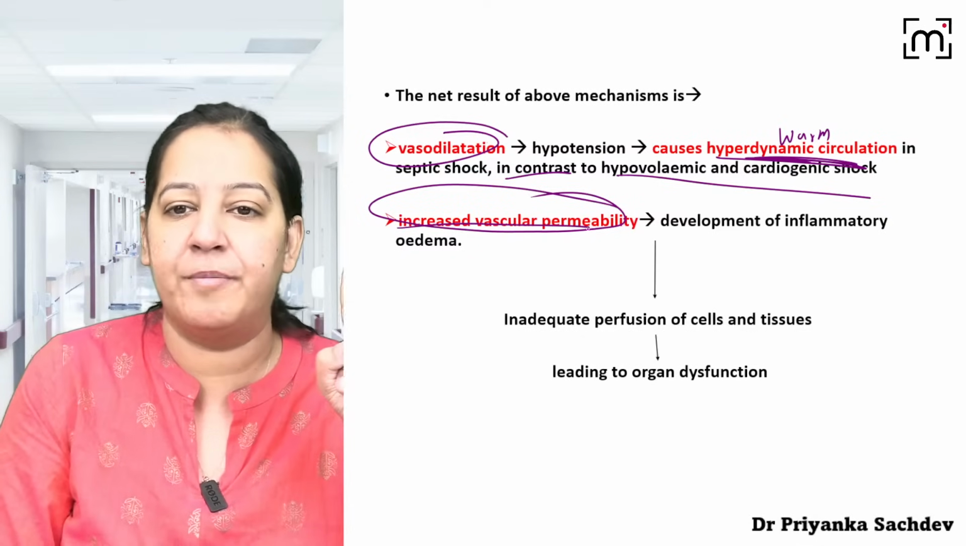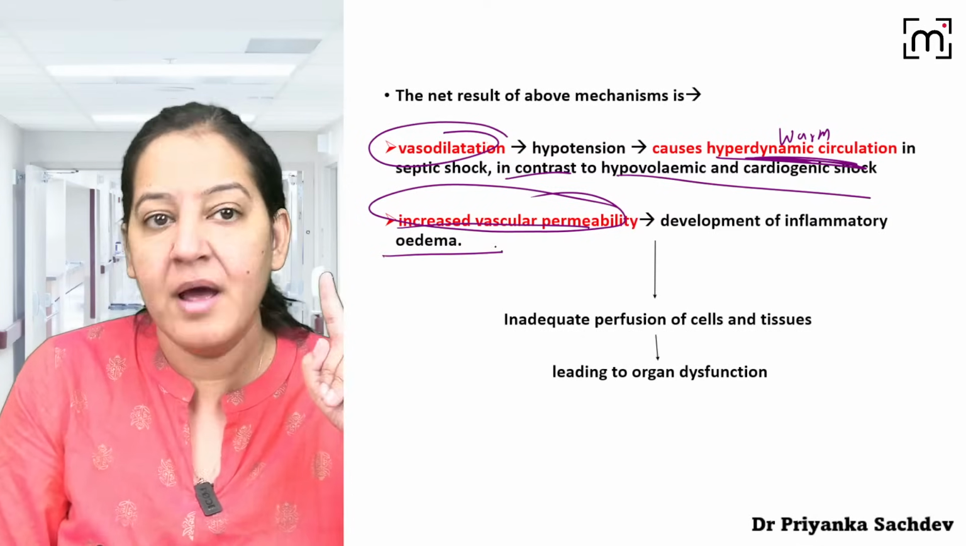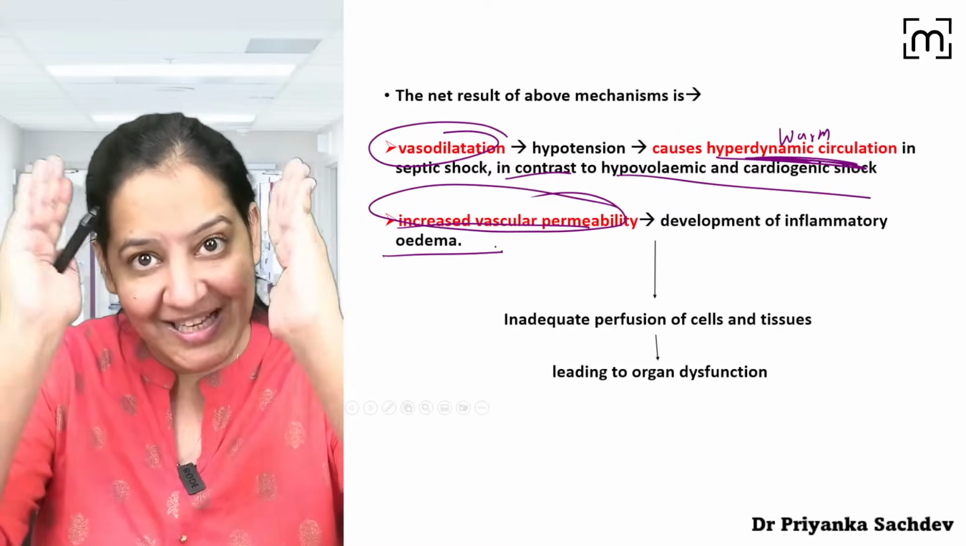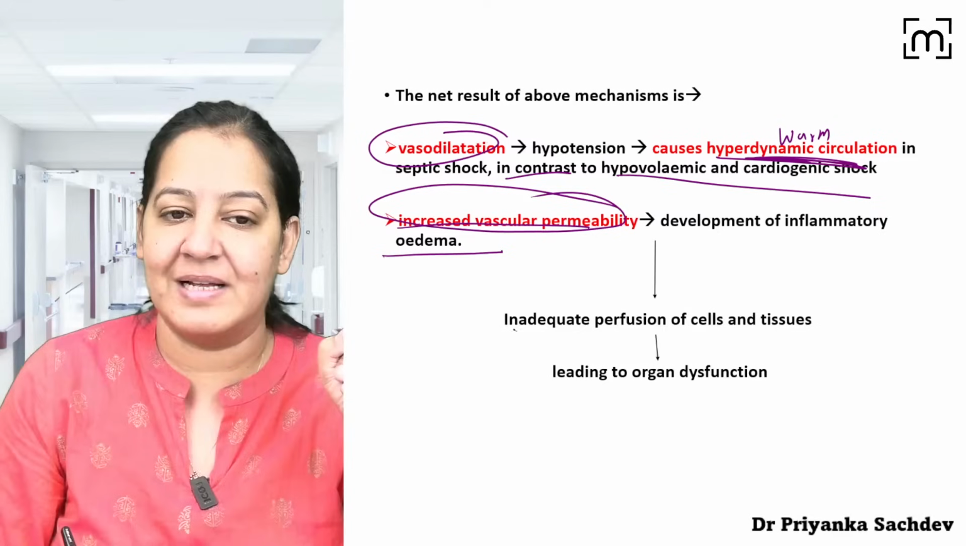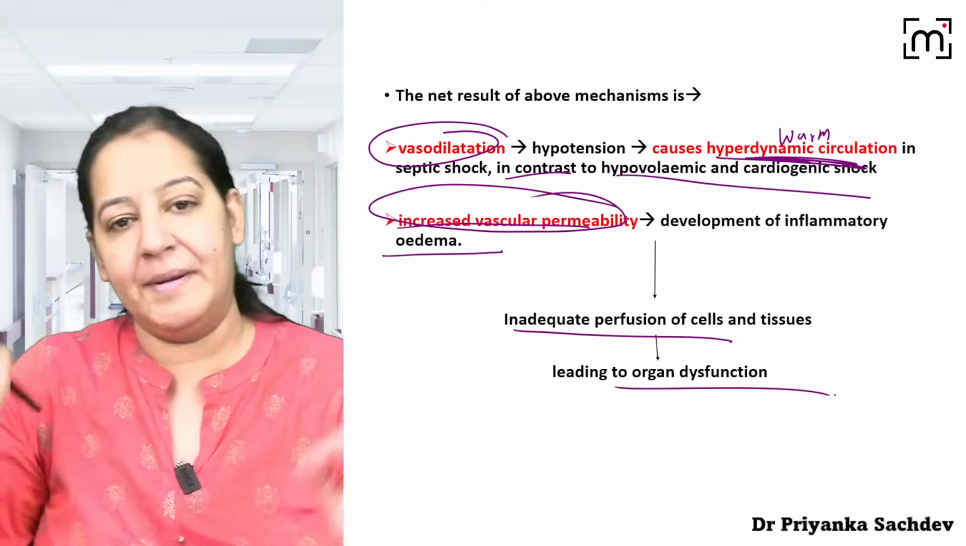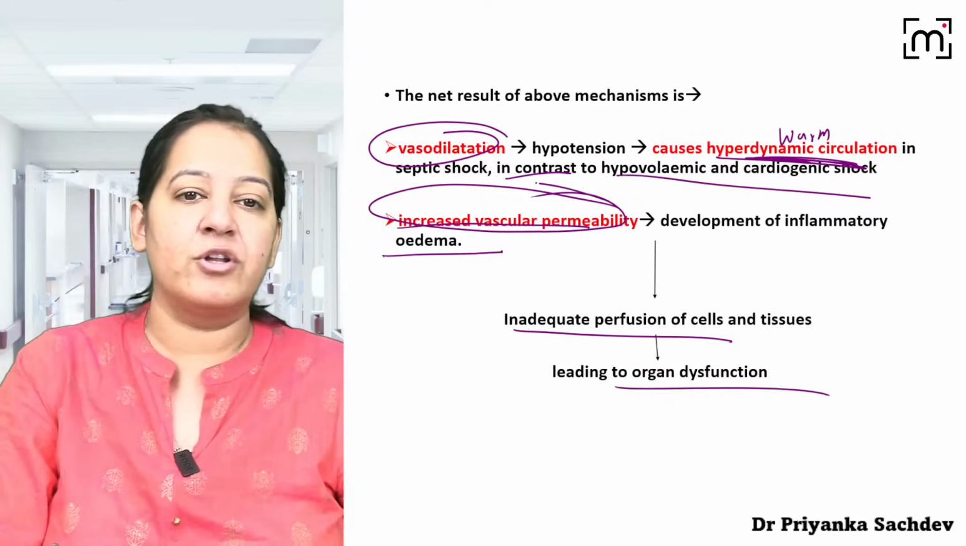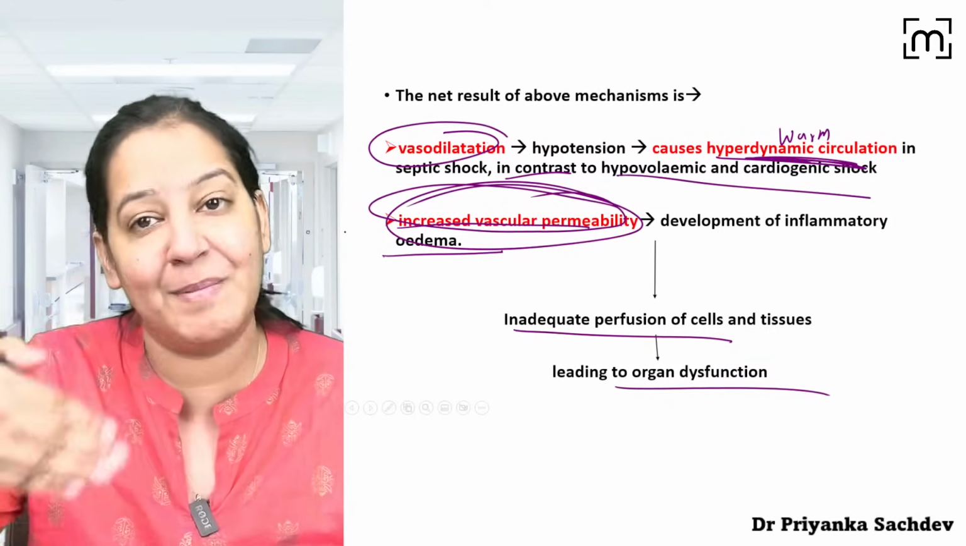And due to increased vascular permeability, there is development of edema and all the fluid will come out. So there is less fluid inside the blood vessel, so less perfusion, which ultimately leads to shock. So ultimately, the reason for the shock is increased vascular permeability, which takes place later on.